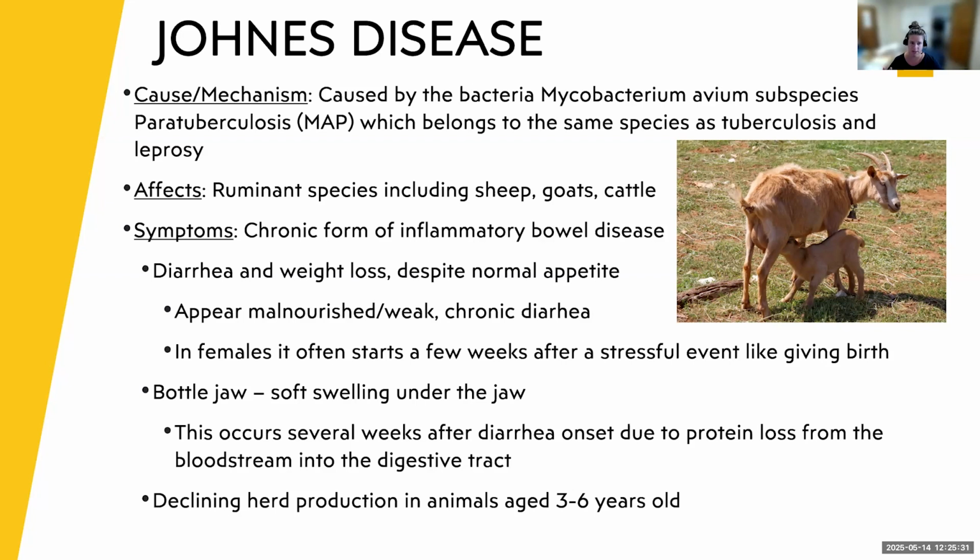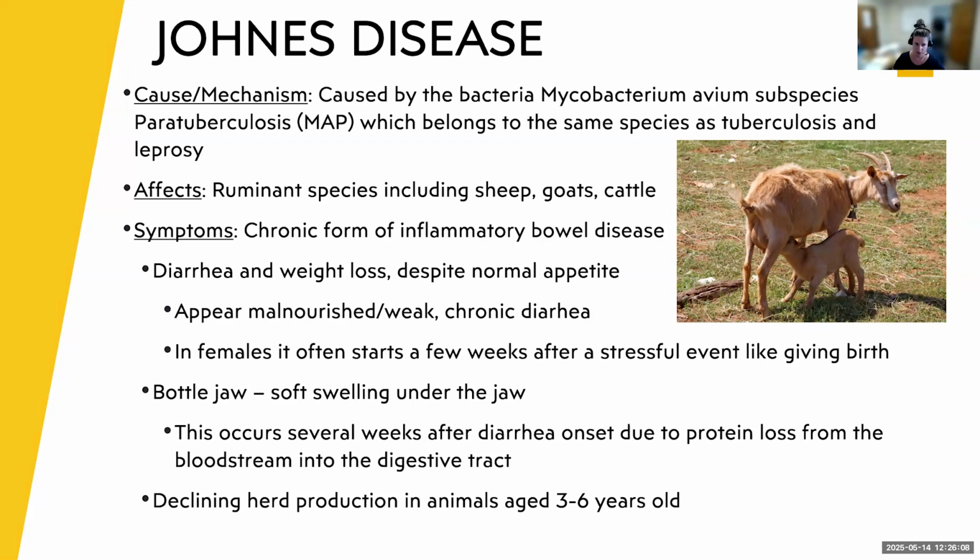And the thing about Johne's is it actually takes a little while to manifest. So your middle-aged animals might all of a sudden have a really hard time keeping weight on and have chronic diarrhea. Some issues, especially in that post-birthing time where they are under a little more stress, is when it sometimes will flare up. It can also cause bottle jaw, which is a soft swelling under the jaw between the chin and the lower neck of the animal. It usually occurs several weeks after the diarrhea due to protein loss from the bloodstream.